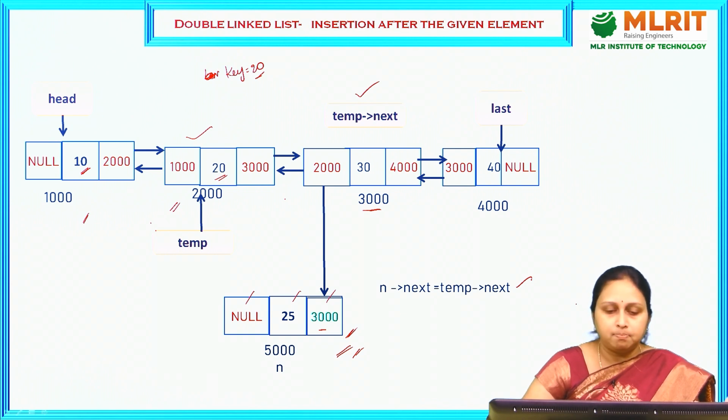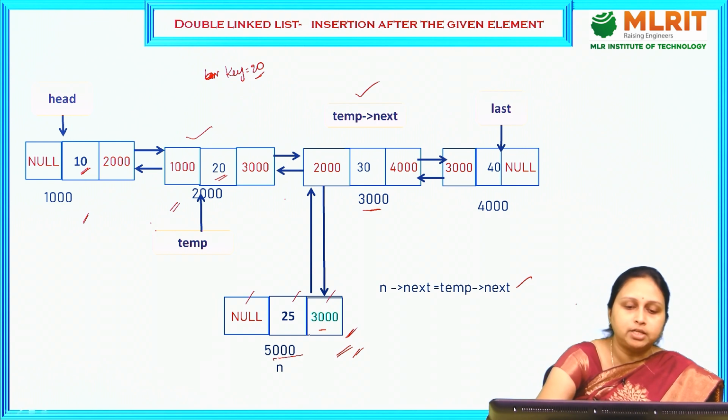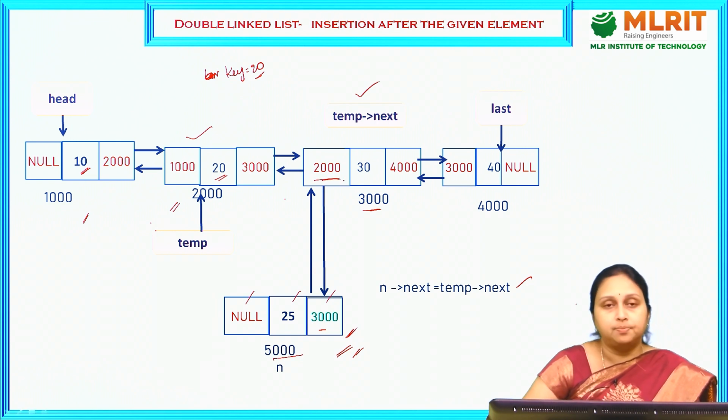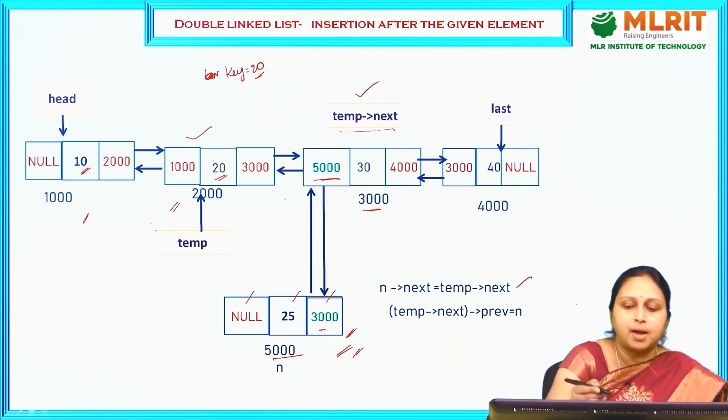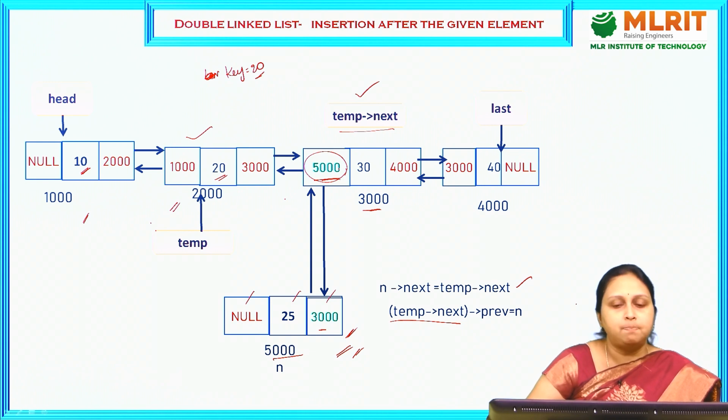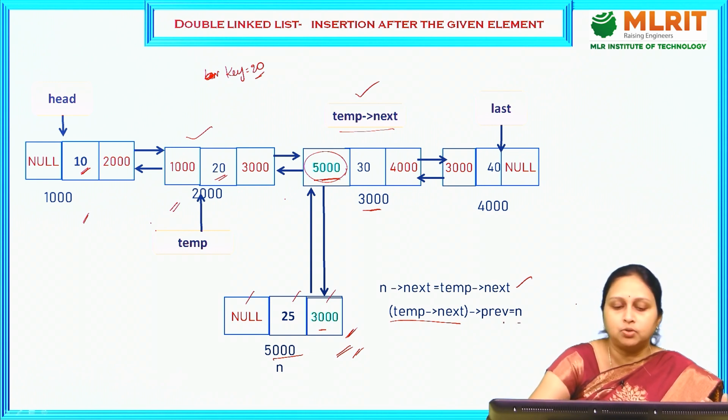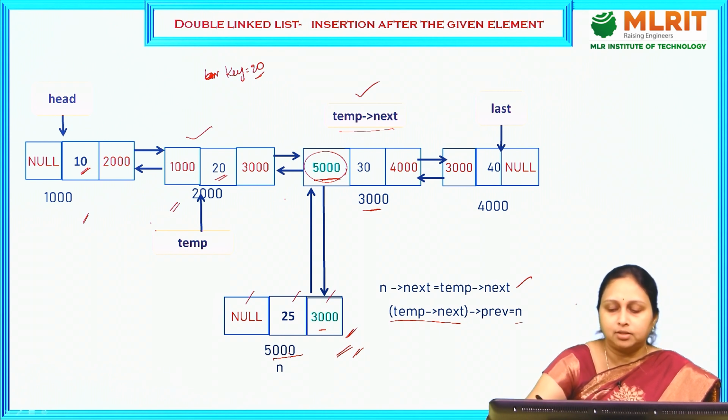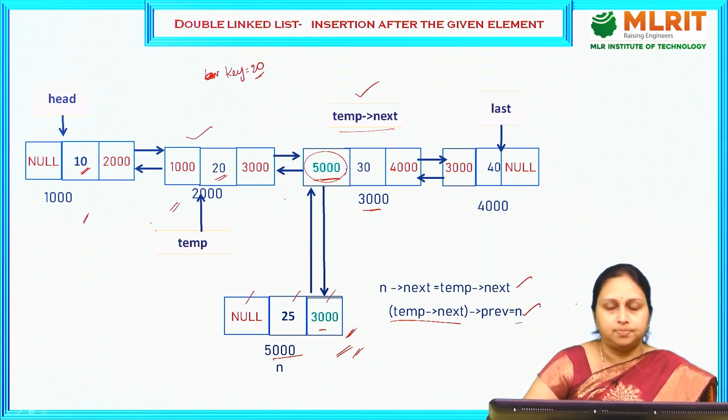At the same time, make another connection also, right? This address we need to store in this location. Now, what is the step we need to write? Observe carefully here. What is the name of this one? This name is temp arrow next. Arrow, this location is previous. Temp arrow next arrow previous equal to n, where we are going to store the address of 5000. That one we need to store. Done. The right part connections were completed.